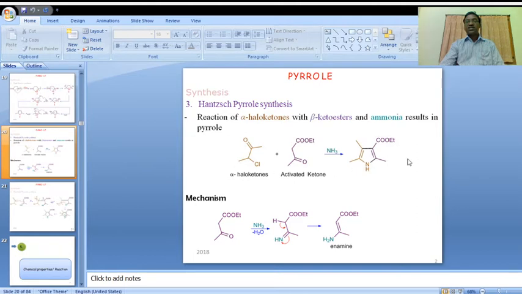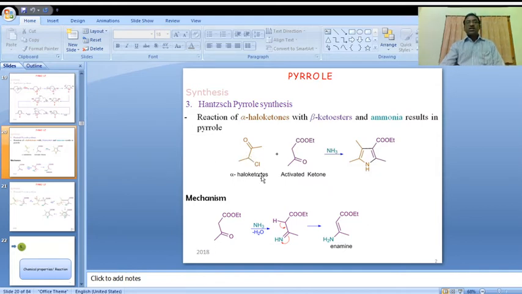From this reaction, what are the intermediates? How is the involvement of reactants and intermediates? We don't know from this single step reaction. For this, we should observe the mechanism part of this particular reaction.